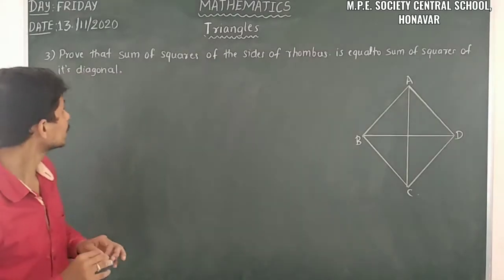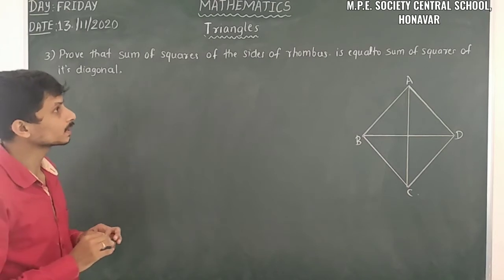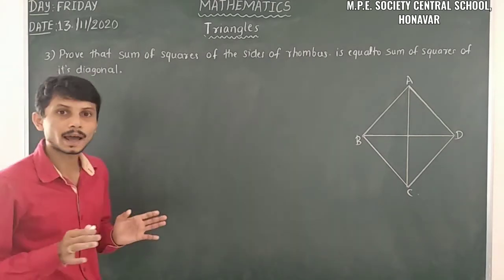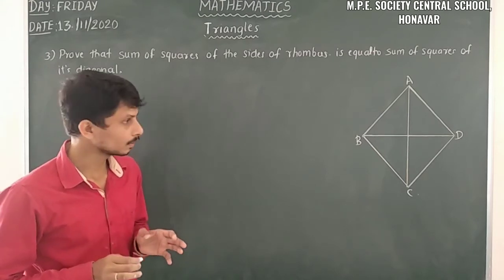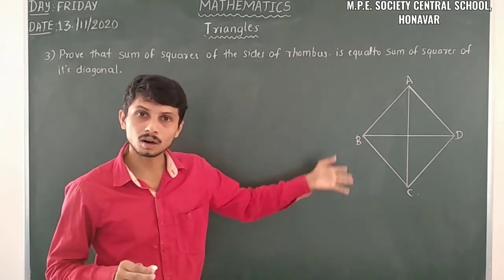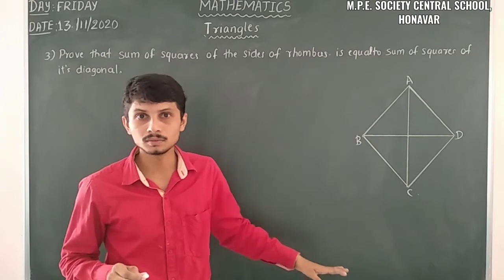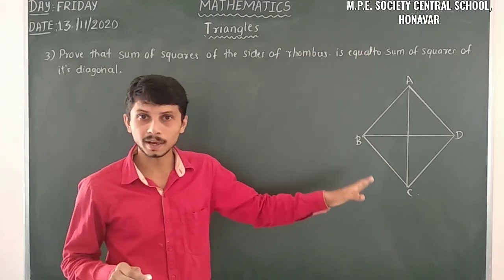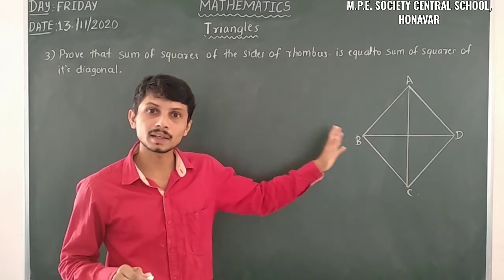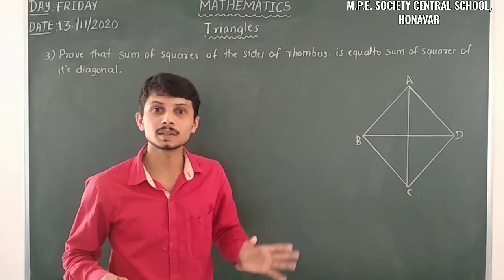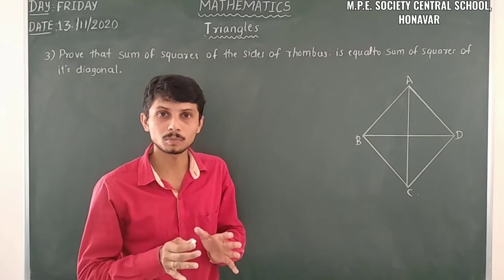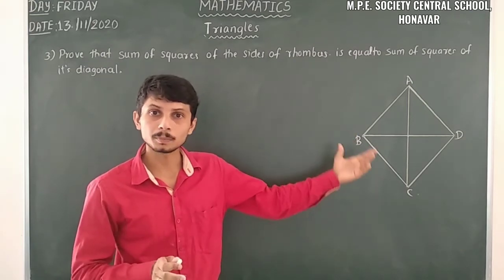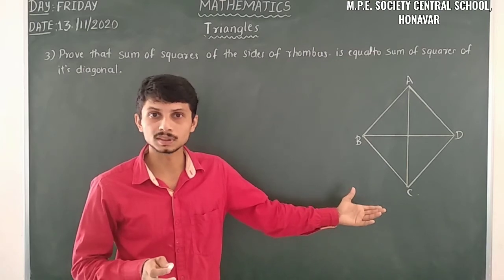The third problem is: prove that the sum of squares of the sides of a rhombus is equal to the sum of squares of its diagonals. So here we have a rhombus. In a rhombus all the sides are equal, opposite angles are equal, and the diagonals bisect each other, making an angle of 90 degrees. So these are the properties. We have to know about those things before solving problems based on a rhombus.